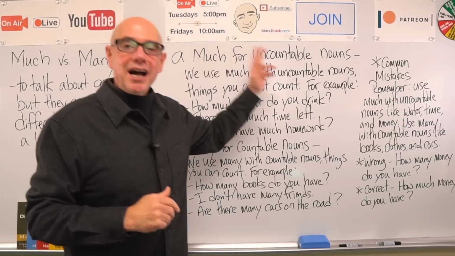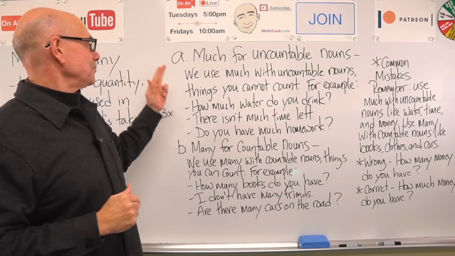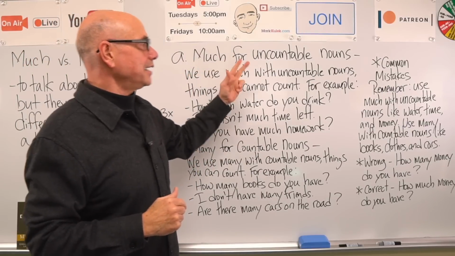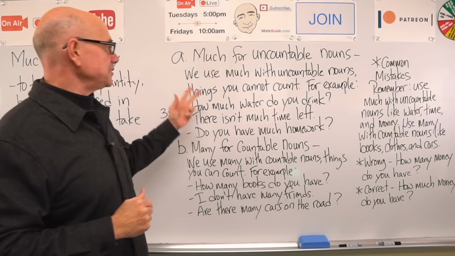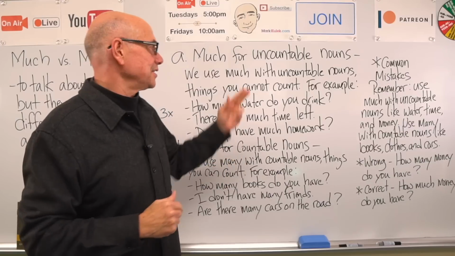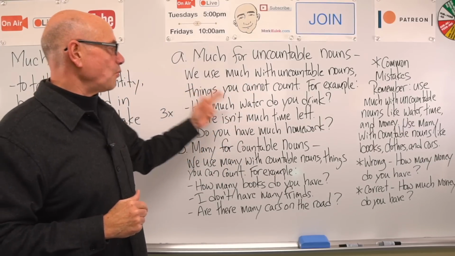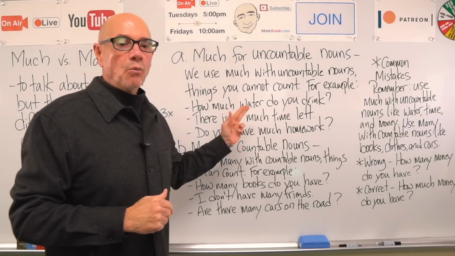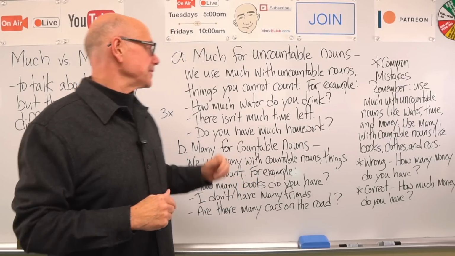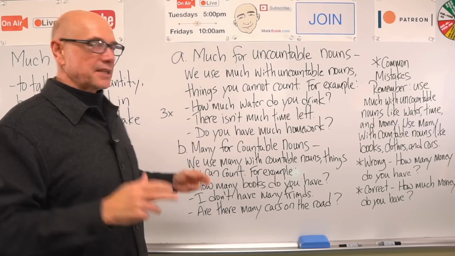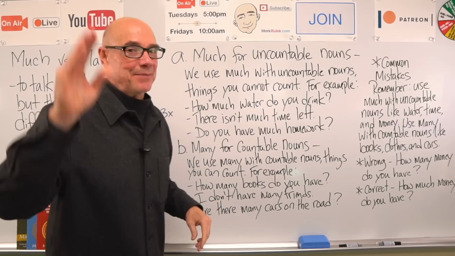Much for uncountable nouns. We use much with uncountable nouns, things you cannot count. For example, how much water do you drink? Water is uncountable, so we use much. Let's say the sentence 3 times, shall we?